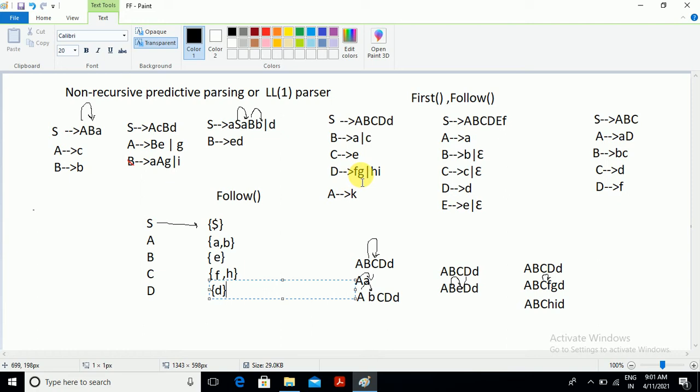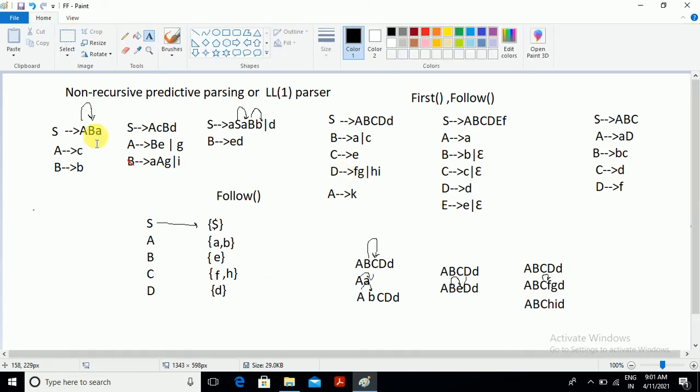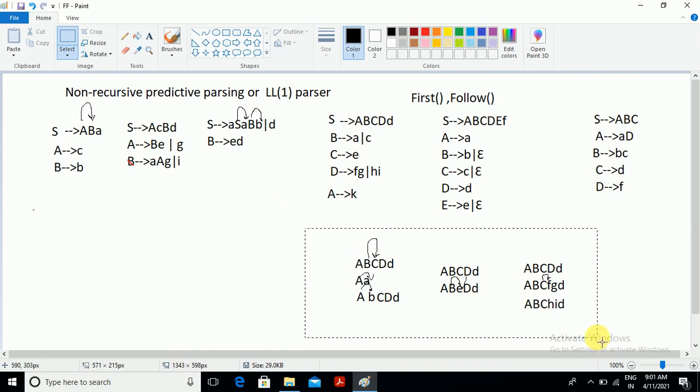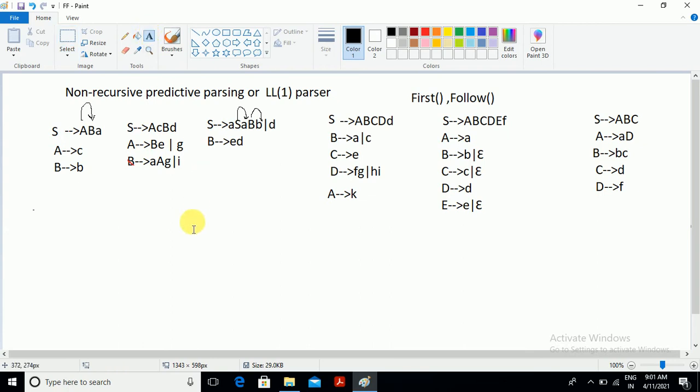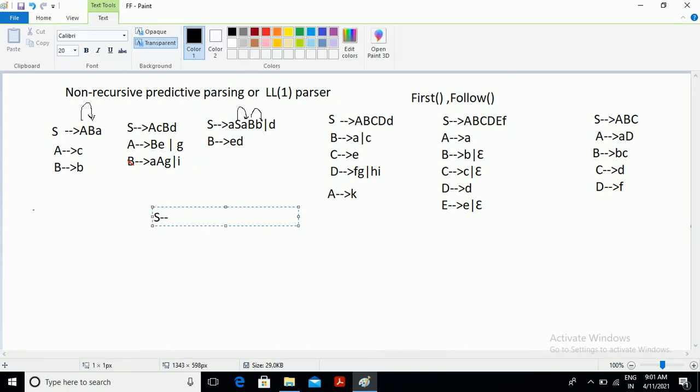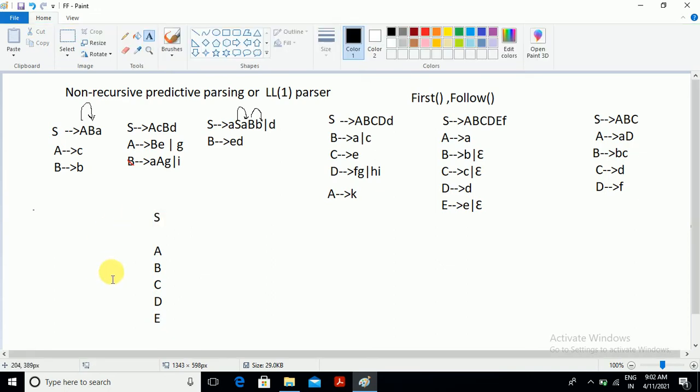Now let us go to the fifth example. The fifth example is a somewhat different one. Okay, so how many non-terminals are there? S, A, B, C, D and E are the non-terminals of that grammar.